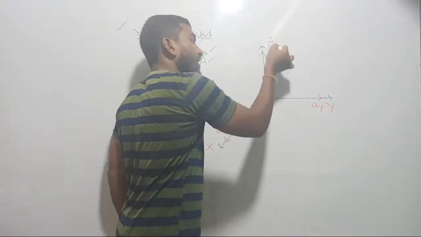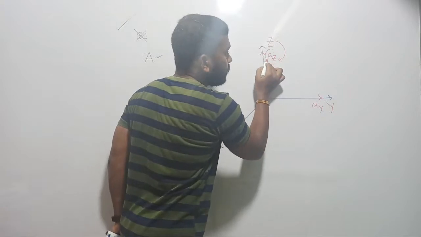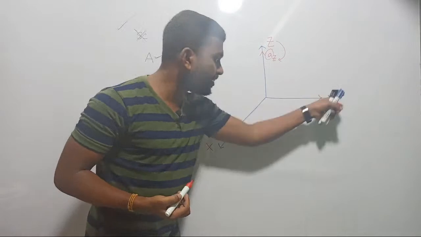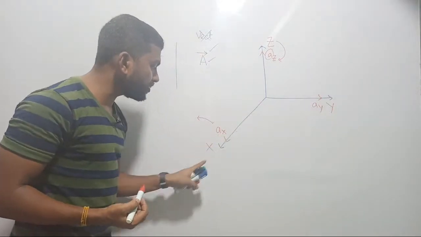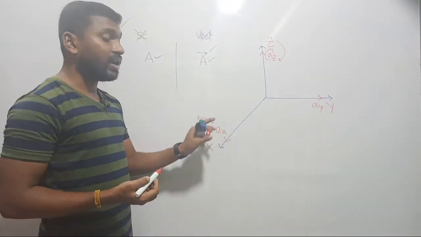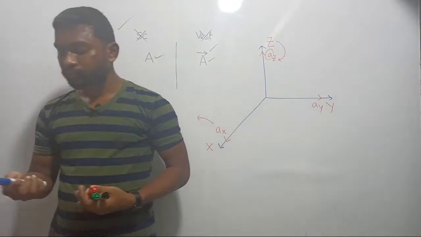Sorry, for z, its corresponding unit vector is az. It shows the direction of z. This a shows the direction of y. This a shows the direction of x. That's all. That is called simply the unit vector, right? I hope you guys are getting me, right? Slowly I will define, don't worry.